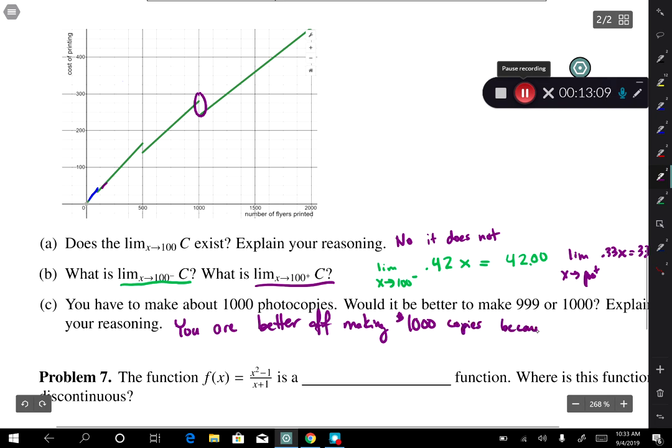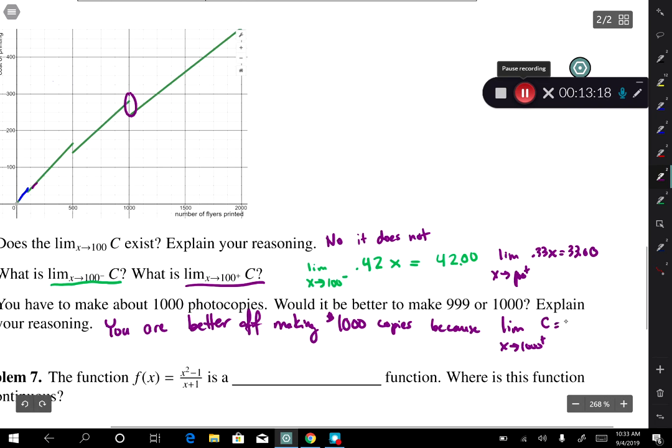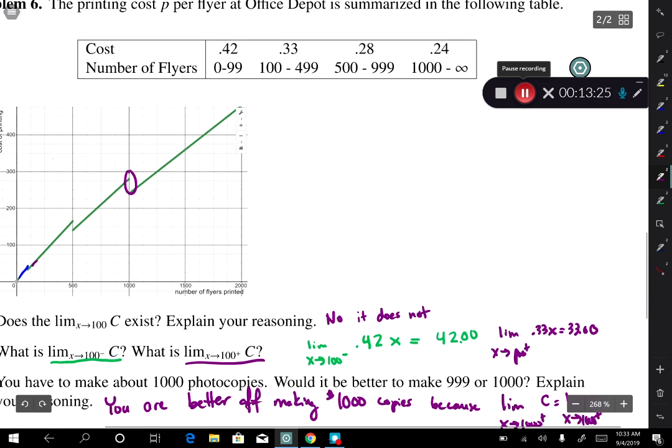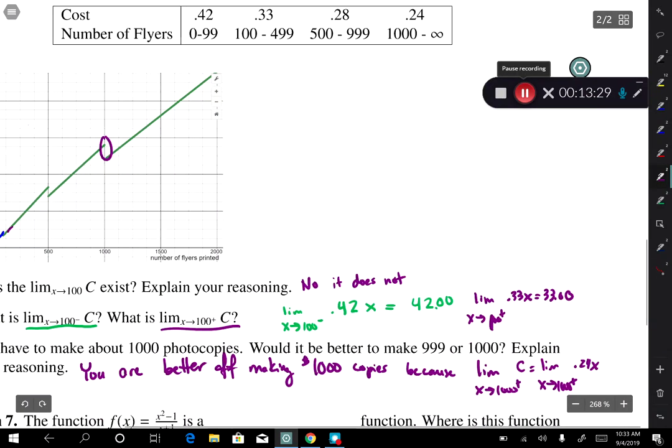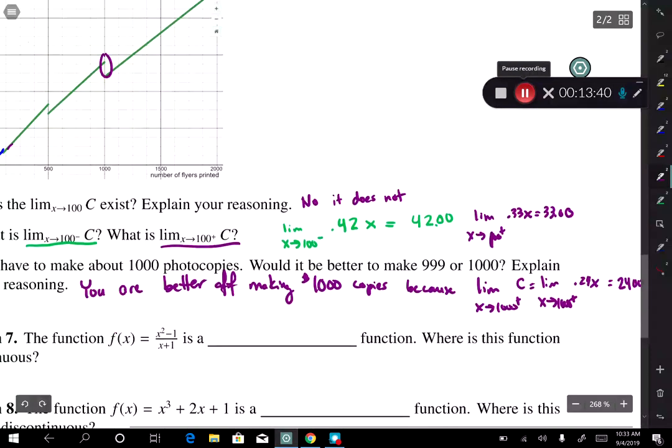because if we're going to use the math terminology, the limit as x approaches 1,000 from the right of c is equal to the limit as x approaches 1,000 from the right of, what was the function defined to be there? 0.24x. And so that will be 0.24 times 1,000. So that's, I think, $240.